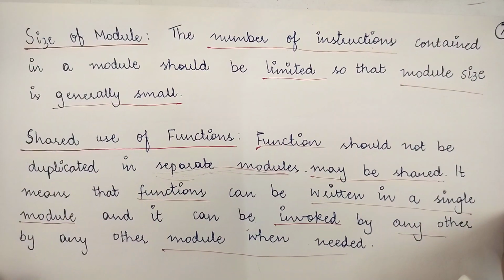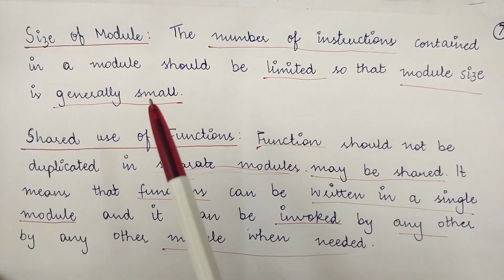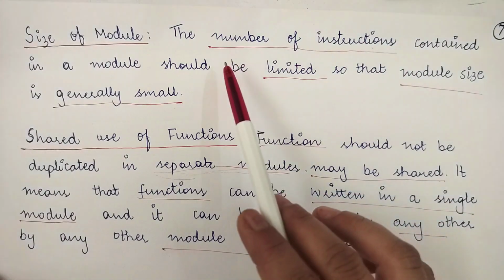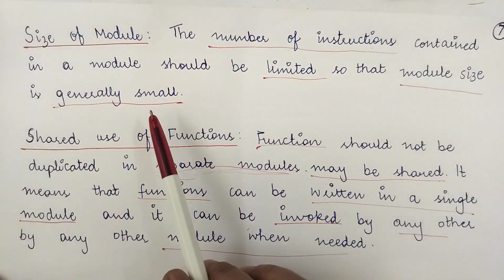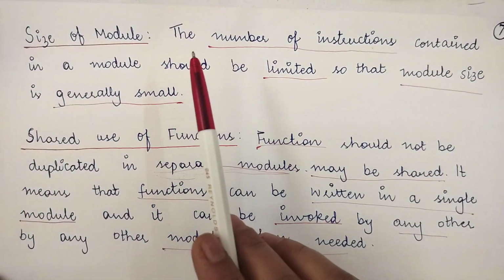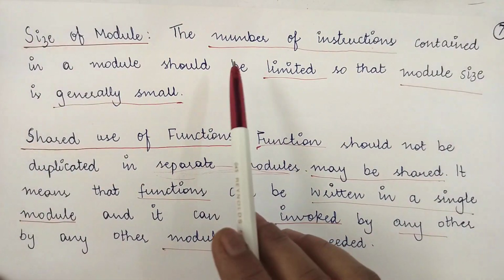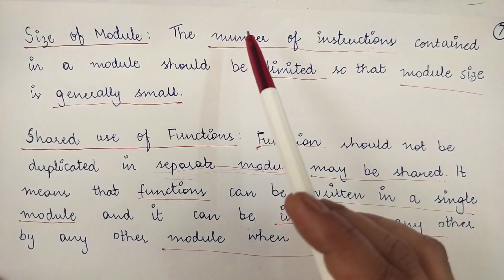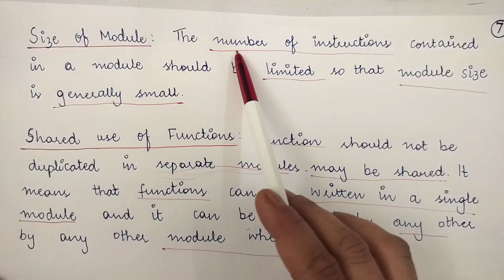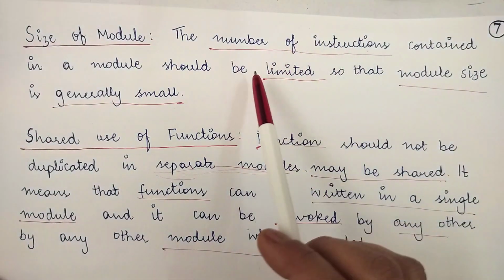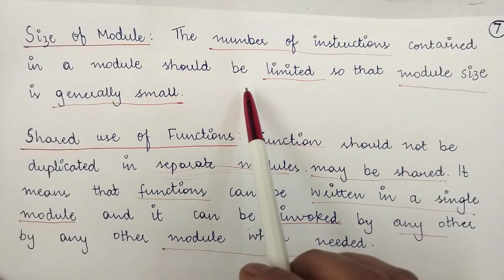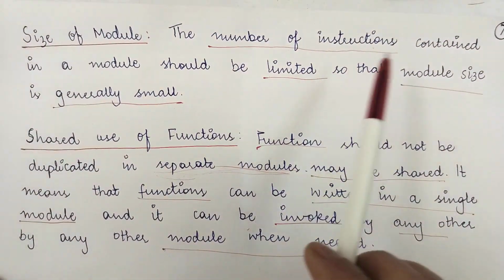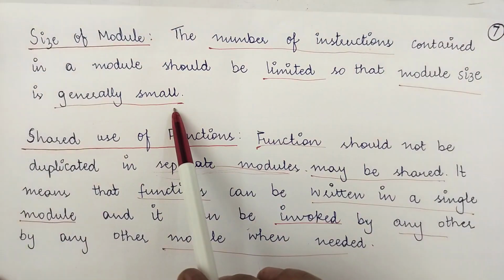The fourth principle of design for designing modules is the size of the module. When I say size of the module, it means the number of instructions contained in a module should be limited so that the module size is generally small. A module is not a physical entity whose size would be defined by its dimensions. A module is software, so how would you determine its size? It would be determined by the number of instructions in the module. So when I say the size of the module should be limited, that means the number of instructions contained in the module should be limited, which makes the module size small.